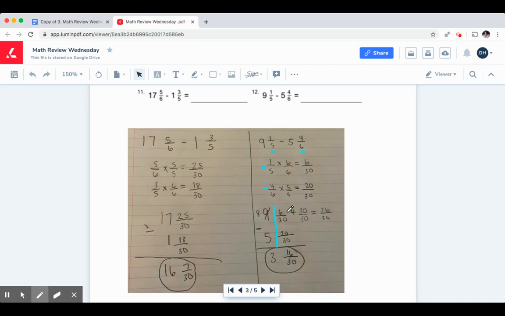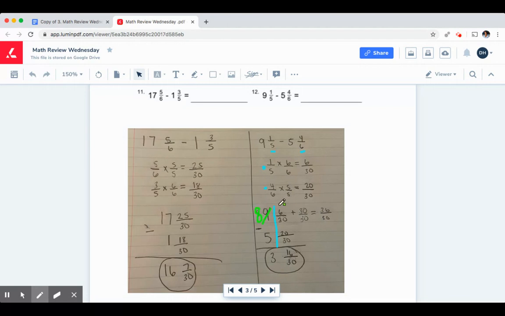Exactly. You cannot take away 20/30ths from 6/30ths. 20 is larger than 6, so doing that subtraction is not possible. I need to regroup from the next place value, similar to how I do when I'm doing subtraction with whole numbers. So I regrouped from the ones place, and the 9 became an 8.